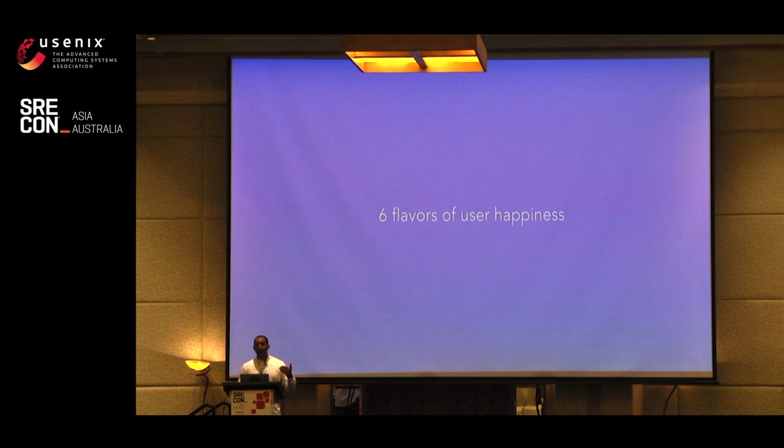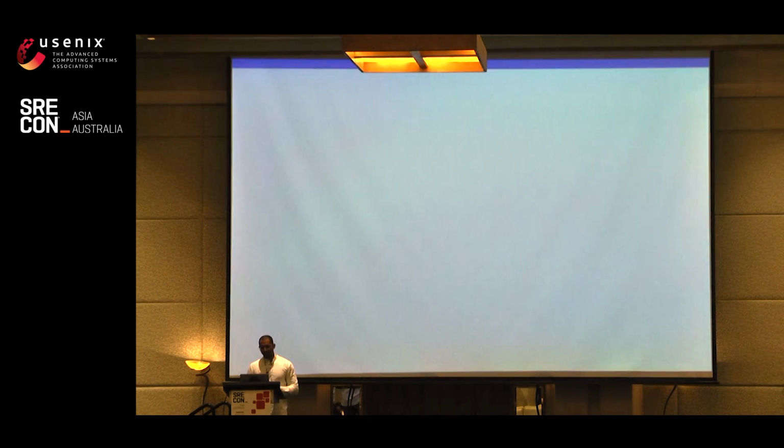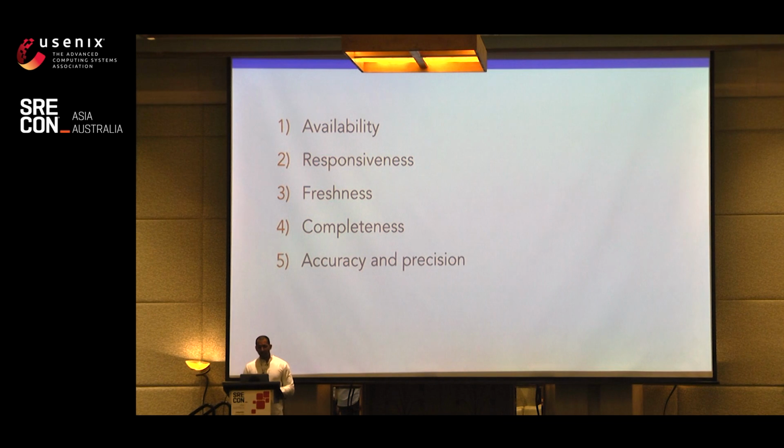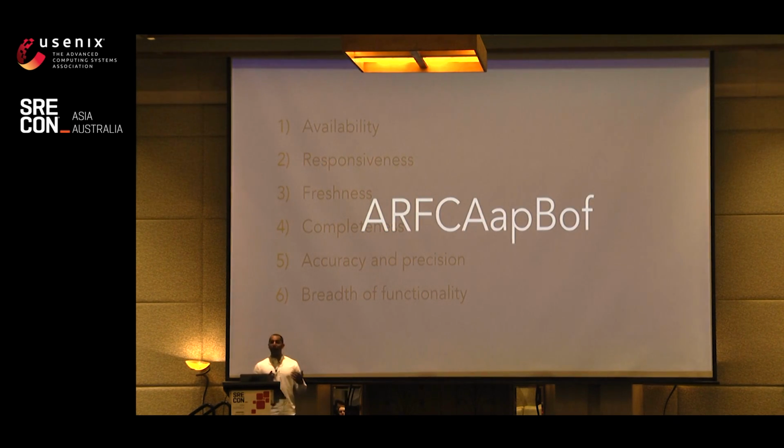This applies to the 6 flavors of user happiness. These 6 flavors are availability, responsiveness, freshness, completeness, accuracy and precision, and breadth of functionality. And if you have any trouble remembering this, there's this really great mnemonic or acronym you can use, ARFCABBOF. Or if you're posting on social media, hashtag ARFCABBOF.